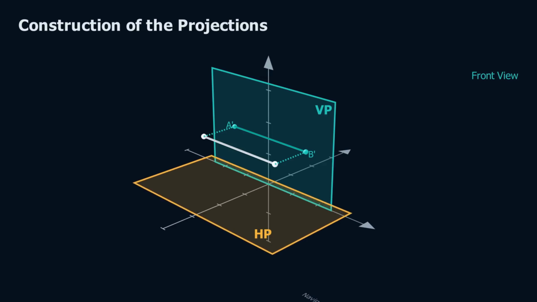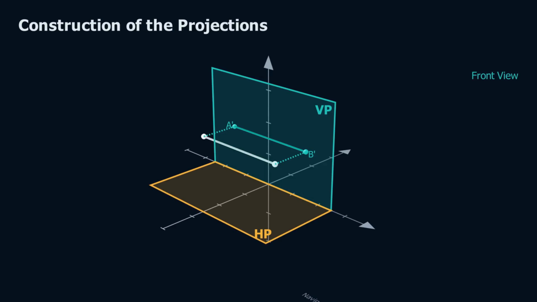Next, we shall construct the top view of the line. Draw a projector vertically downward from point A onto the horizontal plane. The point where the projector meets the horizontal plane gives the top projection of point A, denoted by small a. Repeat the same procedure for point B. The point where the projector meets the horizontal plane gives the top projection, denoted by small b.